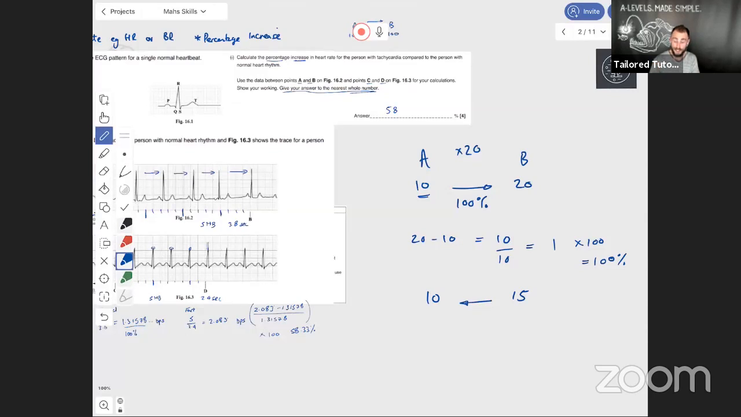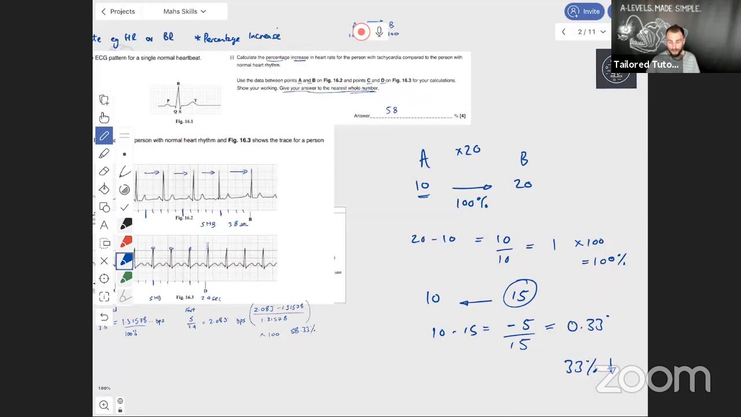We know it's a decrease, it's going down. We could do 10 minus 15 equals minus 5. We totally could do minus 5, as long as you know it's a decrease. And now, because we're starting with this value, it needs to be over 15. What is 5 over 15? It's a third, isn't it? This will equal 0.33 recurring, which when we times it by 100 will give us our 33% decrease.